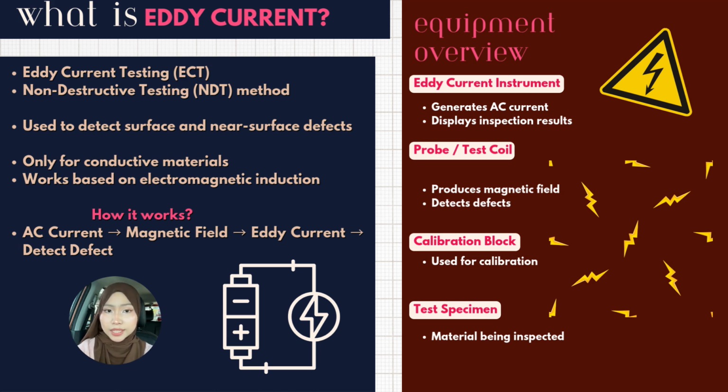So on the right side is the equipment overview. The eddy current instrument generates the AC current and displays the inspection results. The probe or test coil creates the magnetic field and detects the defect. The calibration block is used to set up and verify the equipment before testing. Finally, the test specimen is the material being inspected.